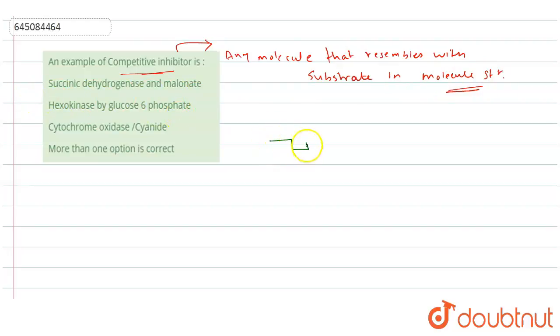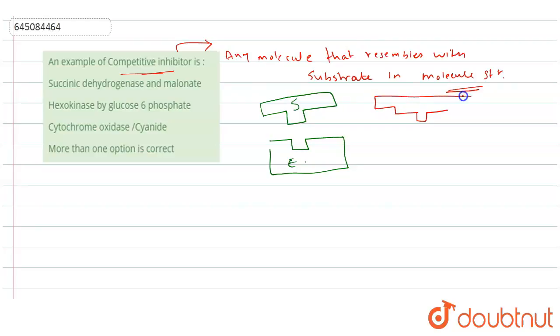So let's say I have one enzyme here. Let's say this is the enzyme, and for this enzyme I have one substrate. So let's say this is the real substrate for this enzyme, but there can be another molecule that resembles this substrate in structure. So let's say I have this other molecule here. Okay, so this other molecule binds to the active site present on the enzyme. So this substrate and inhibitor compete with each other to bind to the same binding site present on the enzyme. And hence this other molecule is nothing but the competitive inhibitor.